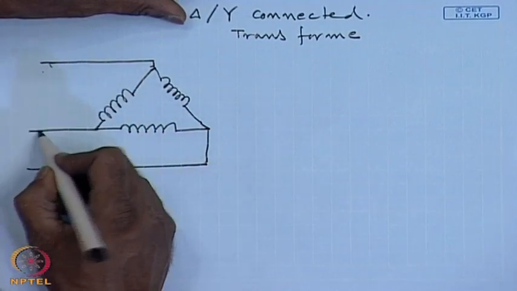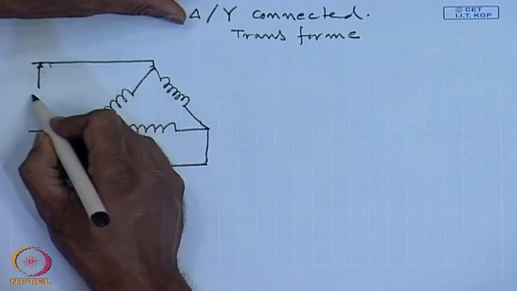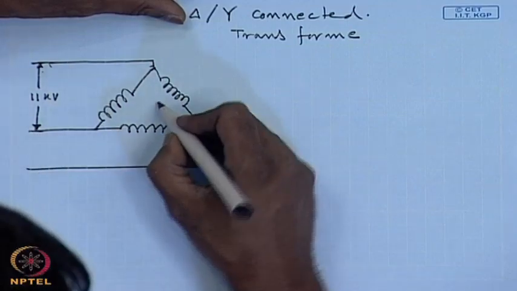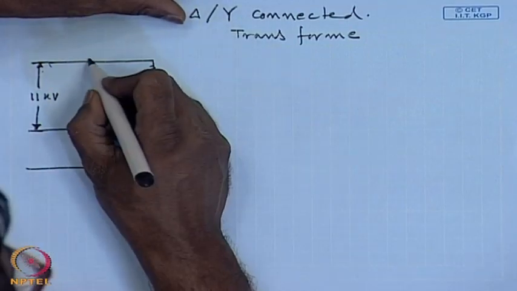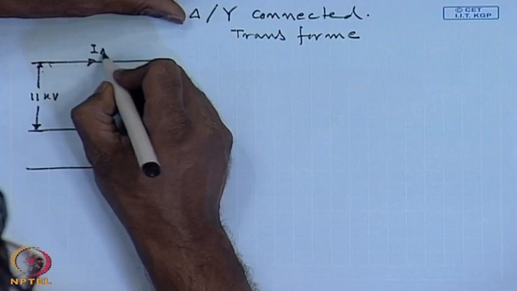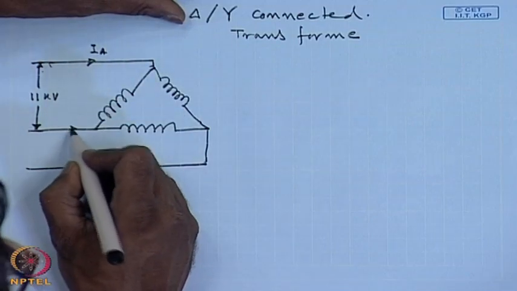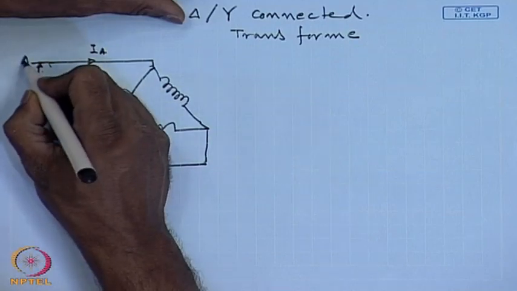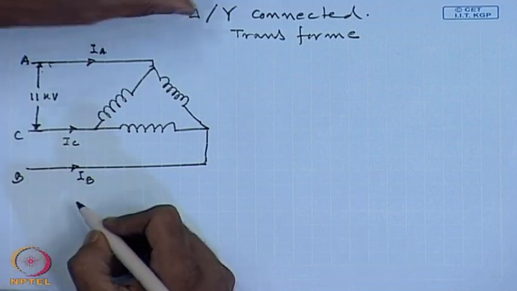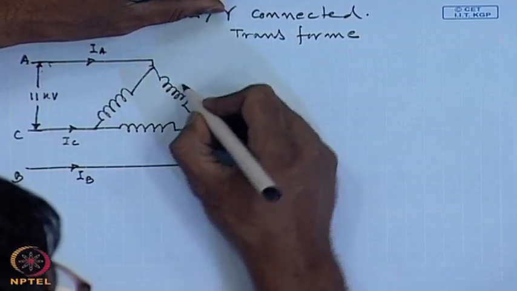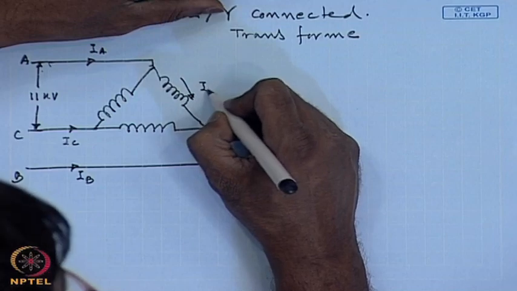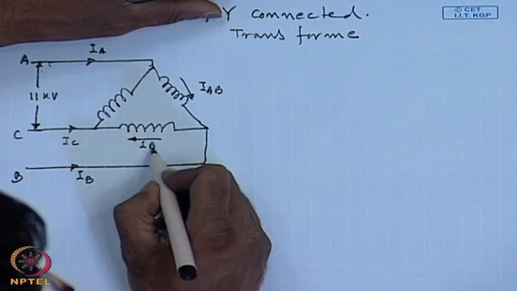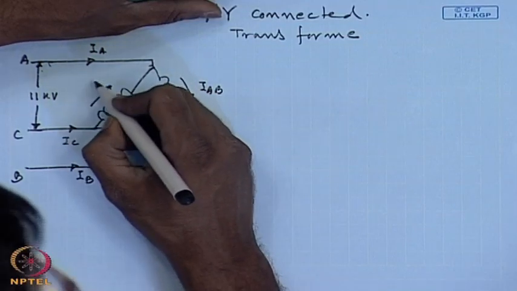So, here the applied line voltage is 11 kV, balanced line voltage. These are the line currents IA, IC and IB. These are the lines A, C and B. This winding current is IAB, this winding current is IBC and this winding current is ICA.